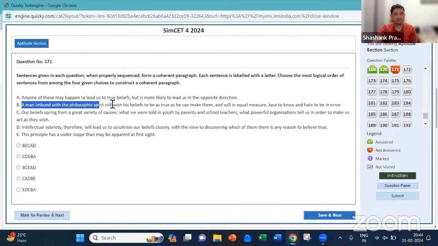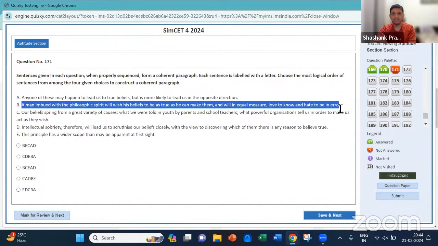A man imbued with the philosophic spirit will wish his beliefs to be as true as he can make them and will in equal measure love to know and hate to be in error.